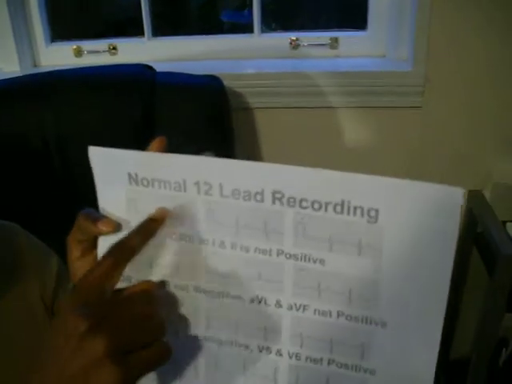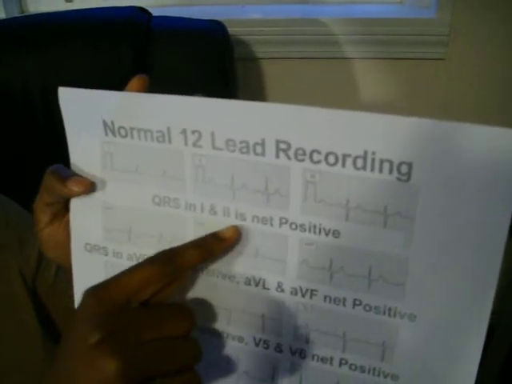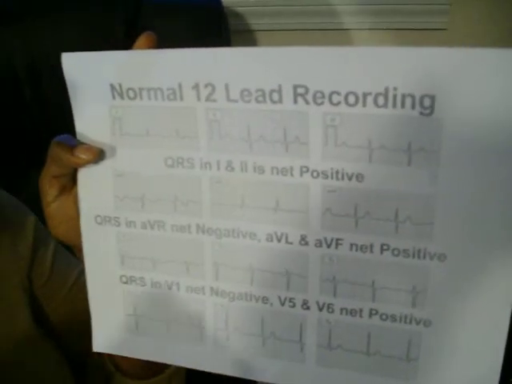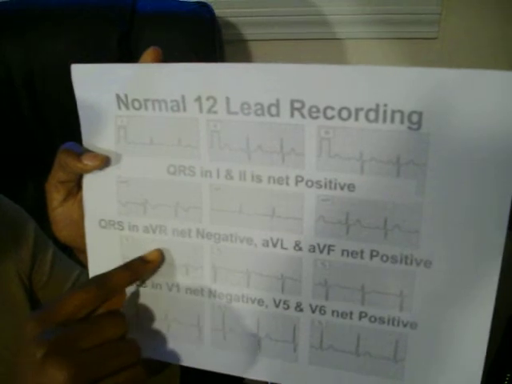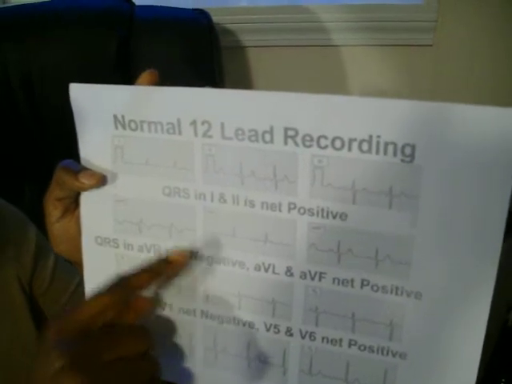Okay, so before I get to all of Mrs. Massey's reading, I just wanted to show you this, which I included in my paper. It tells you what normal should be when you look at the ECG. For leads 1 and 2, QRS should be net positive, okay, and for AVR it should be net negative.